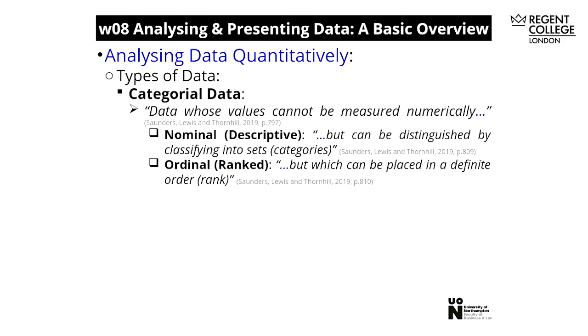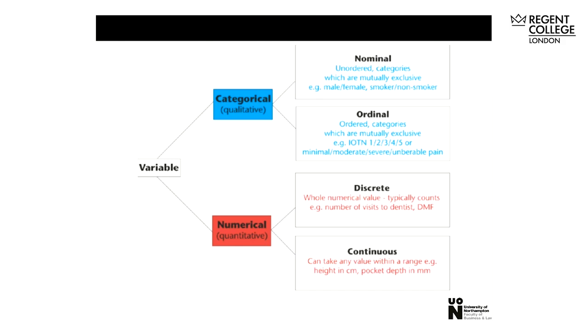So then we divide that into nominal, which is descriptive but can be distinguished by classifying into sets or categories, or ordinal, or ranked, which can be placed in a definite order. Moving to the next slide, have a look at this. Quantitative, we have categorical versus numerical. Categorical, or qualitative, you're looking at nominal, which is unordered categories that are mutually exclusive, such as male and female, a smoker or non-smoker.